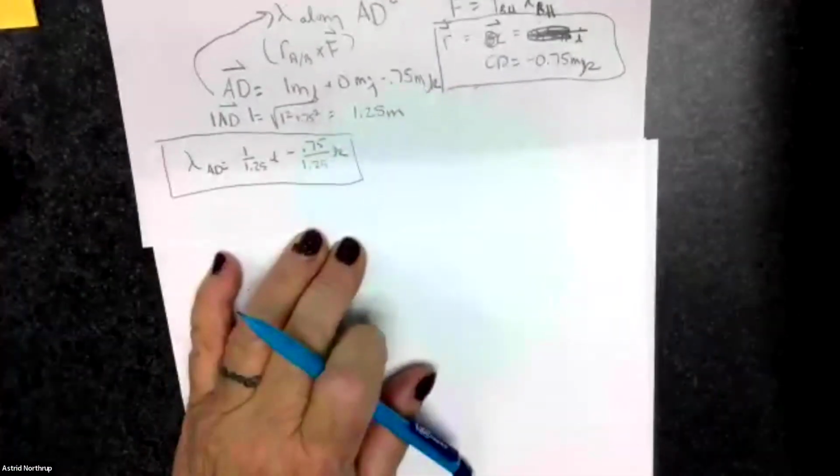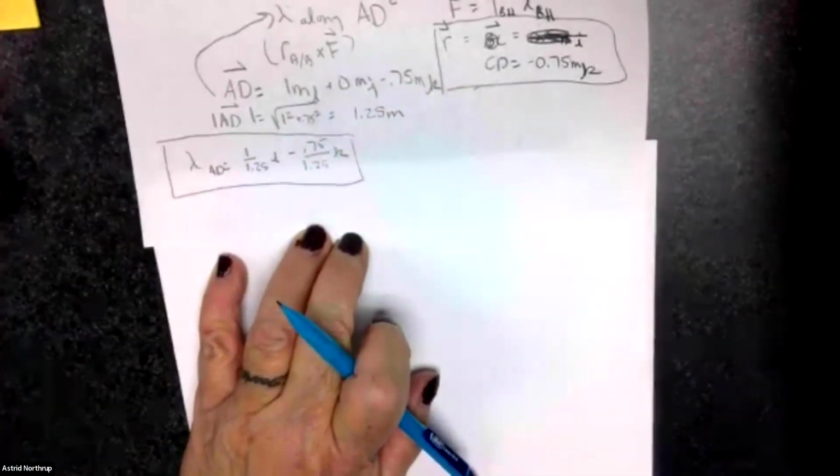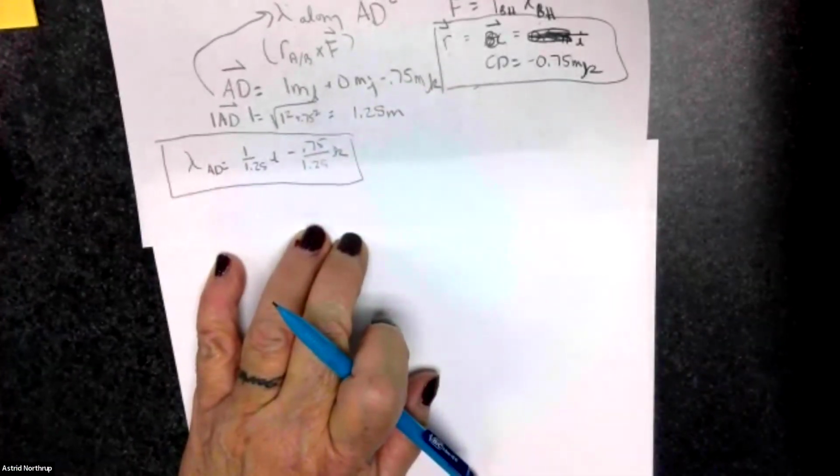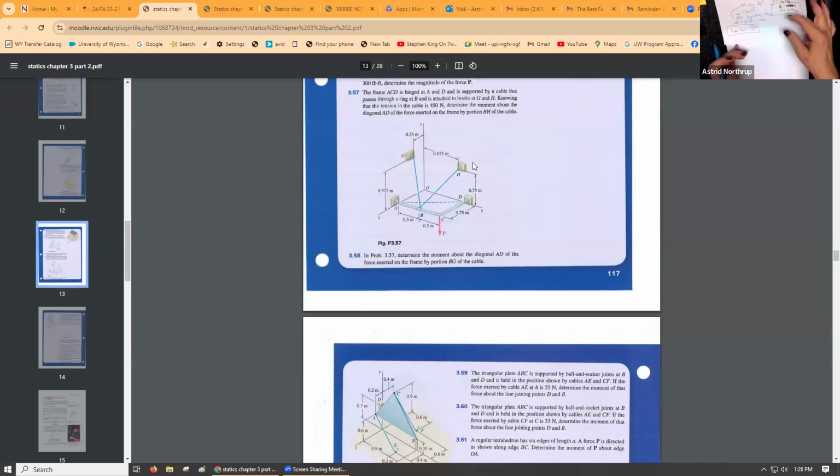But I am told in the problem that the magnitude of the tension is 450 newtons. All right. But I need to find then lambda along that vector BH. So in order to do that, I need to write the vector BH out first.